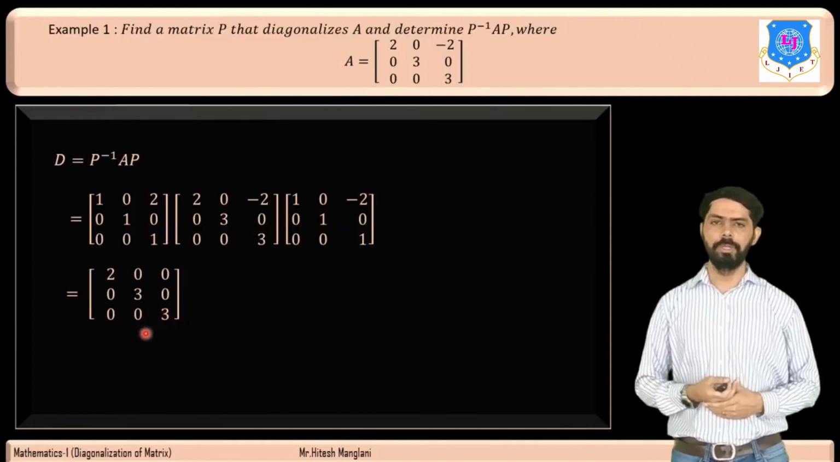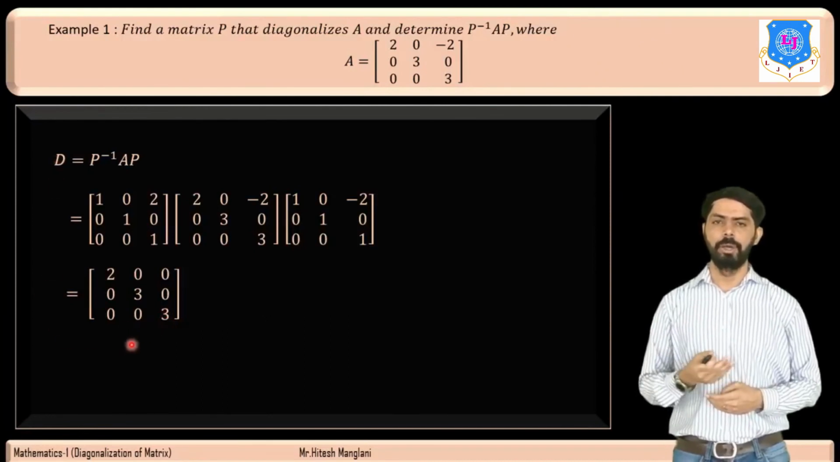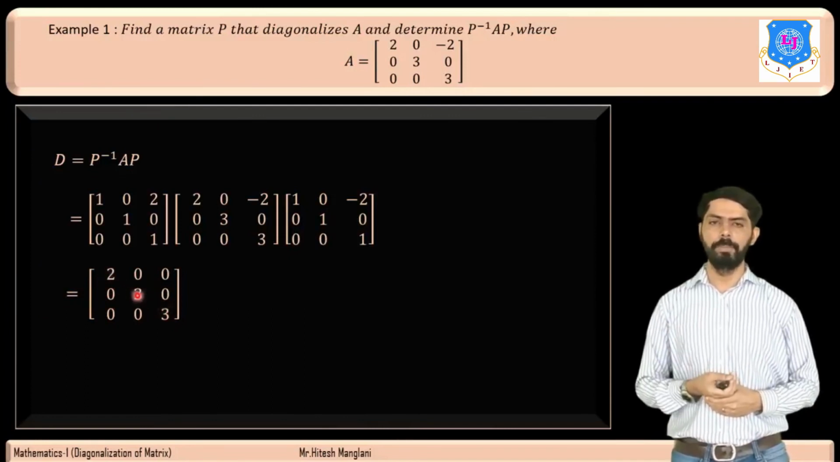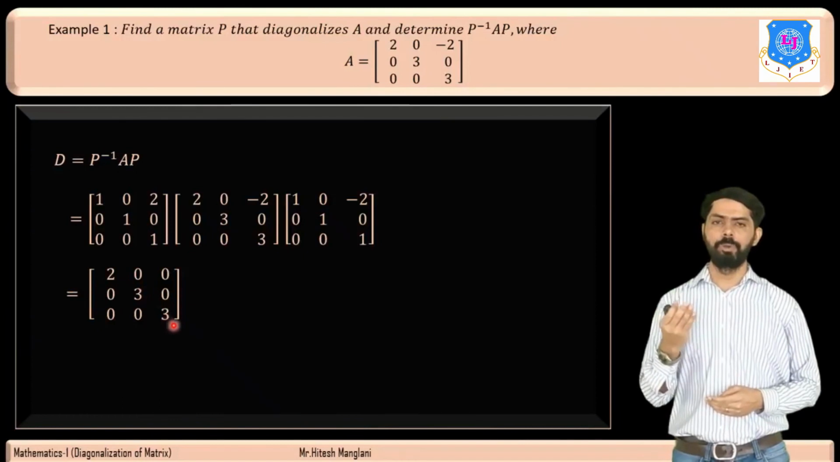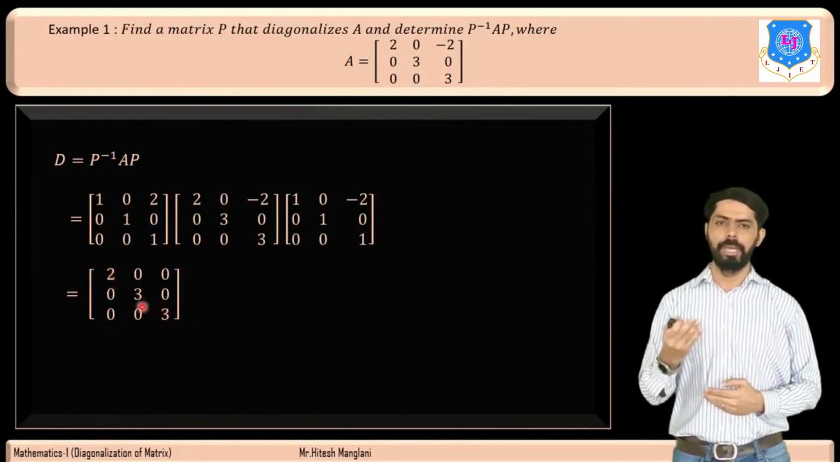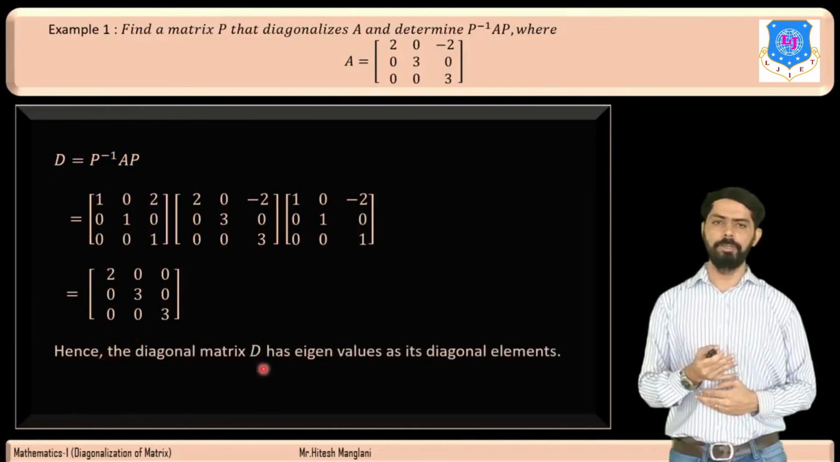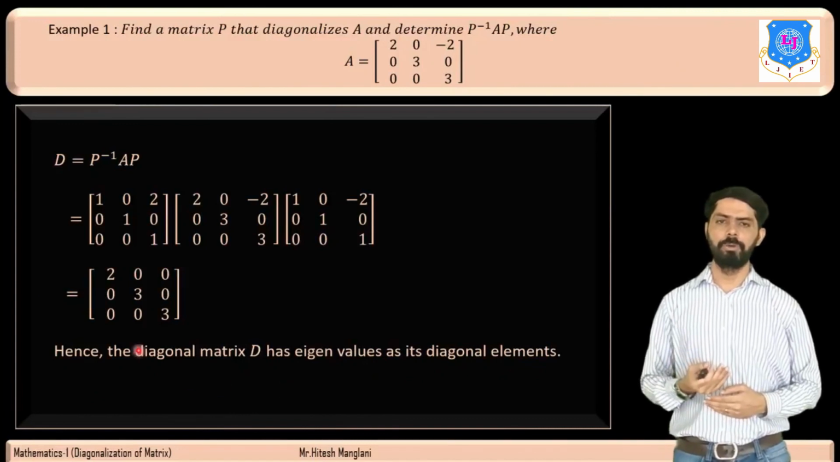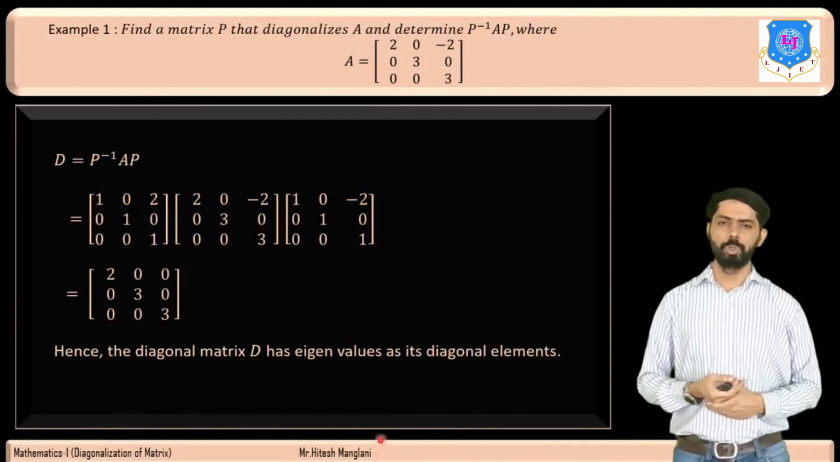So this is called a diagonal matrix, because here you can see that all values are 0 except the principal diagonal. And if you look at the principal diagonal, the eigenvalues of matrix A are the elements of the principal diagonal. Hence the diagonal matrix D has eigenvalues as its diagonal elements. So this way we can find the diagonal matrix D and a modal matrix P. So in today's lecture we have discussed how to find the modal matrix P and the diagonal matrix D.